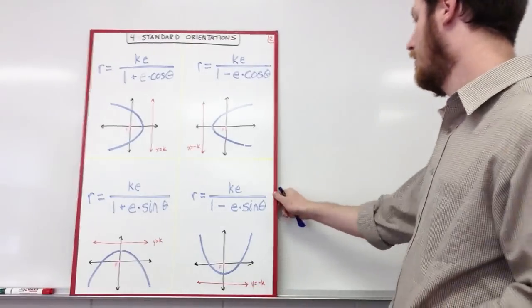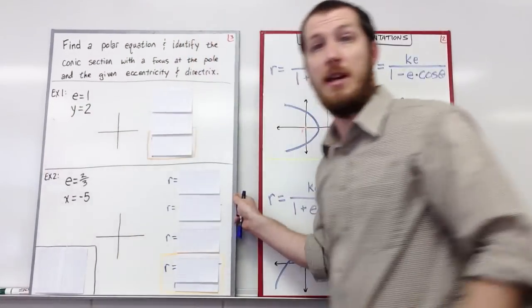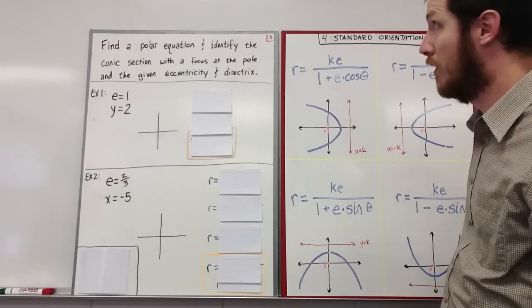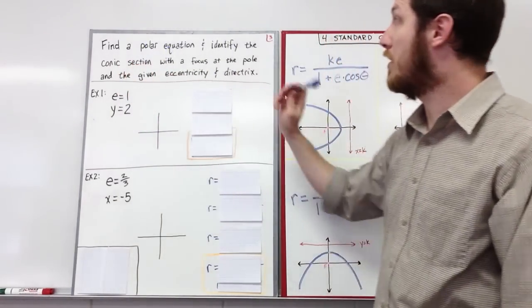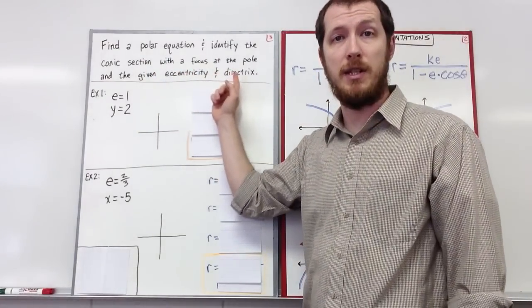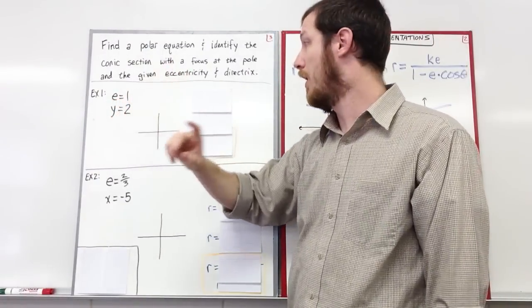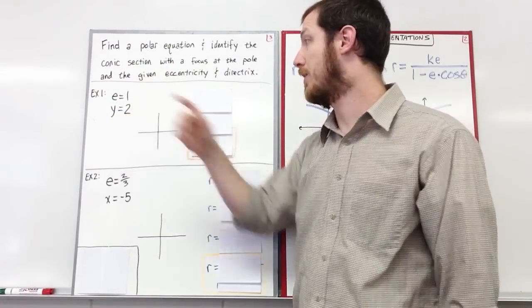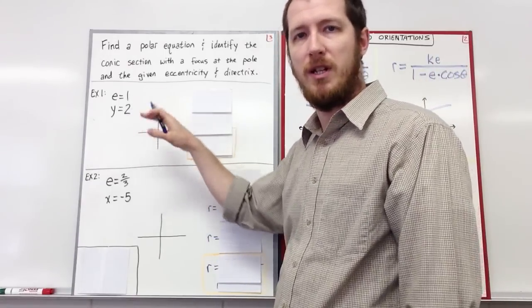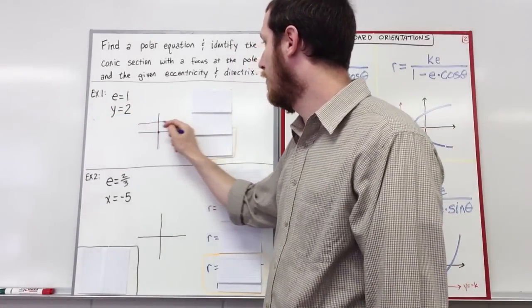So how are we going to use these? Let's look at a couple of examples of how we're going to use these equations and our graphs. The directions say, find a polar equation and identify the conic section with a focus at the pole and the given eccentricity and directrix. Our first example gives us the eccentricity as 1, and the directrix, which is y equals 2. So we've got a little sketch here. We're not going to graph it technically, just give a sketch. Our focus is at the pole, and our directrix is at y equals 2.